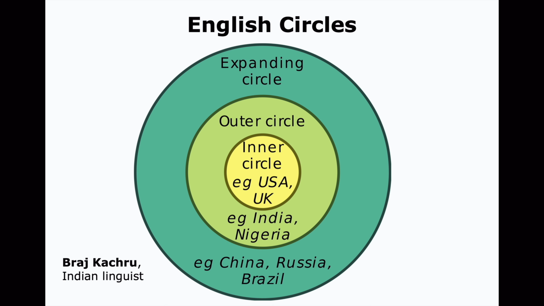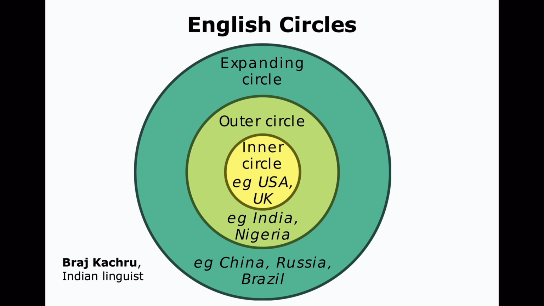This extremely large number of speakers is conveniently classified in terms of circles. The model of English circles was proposed by the Indian linguist Braj Kachru in 1990. Kachru's model describes the global development of English using a series of ever-expanding circles. The inner circle comprises those countries where English is the native language and includes the UK, Australia, Canada, New Zealand, and the United States of America. The second, or outer circle, comprises those countries like Nigeria, India, and Singapore, where English is widely spoken as a second language. Finally, there is the expanding circle.